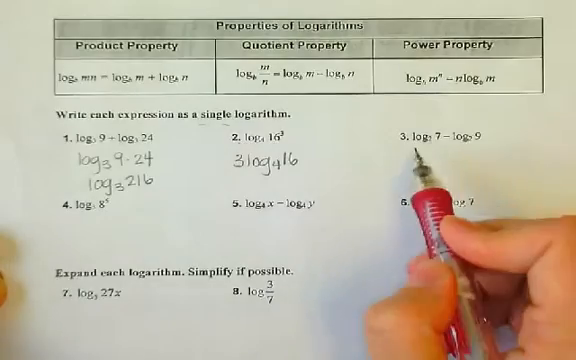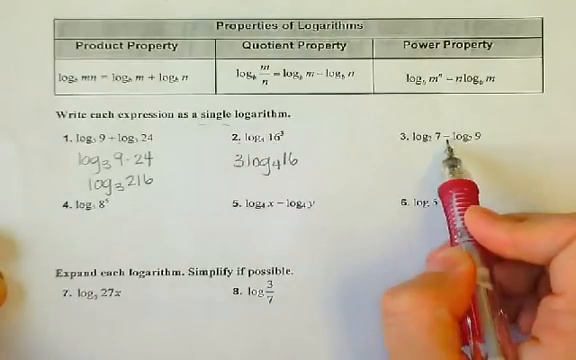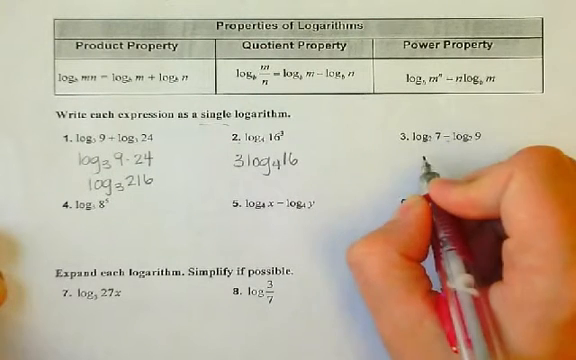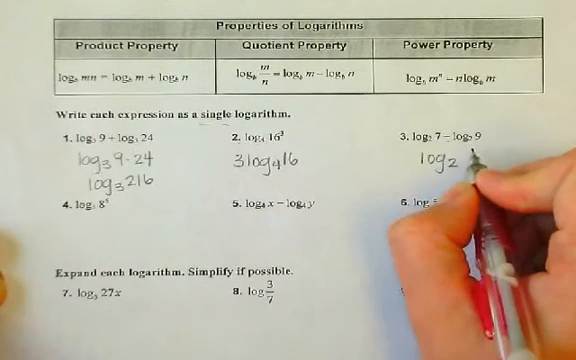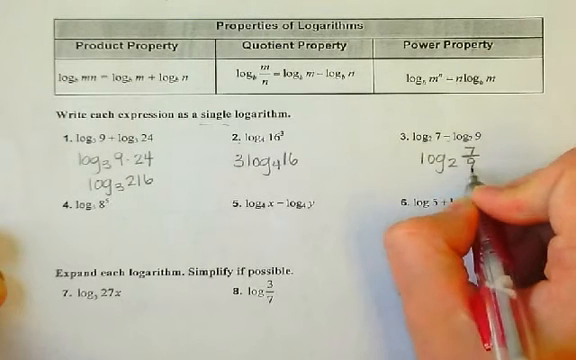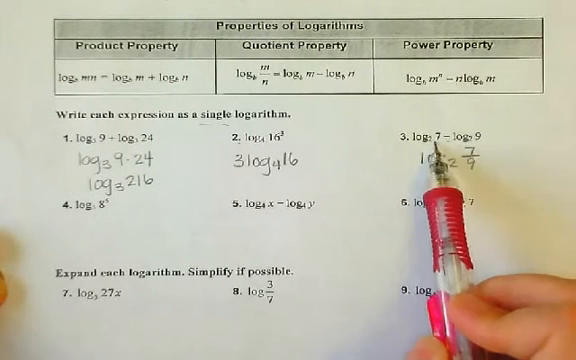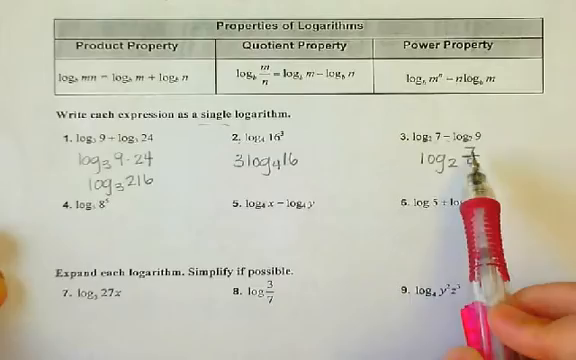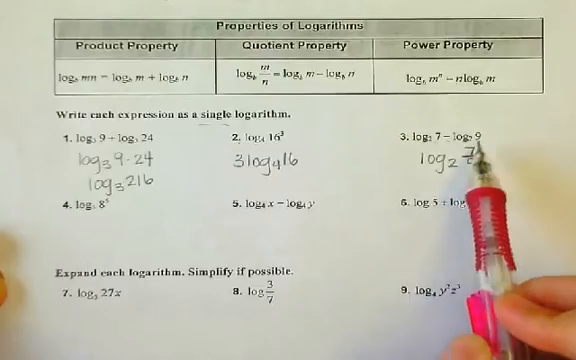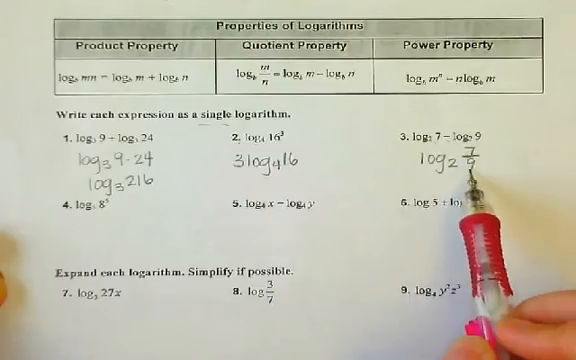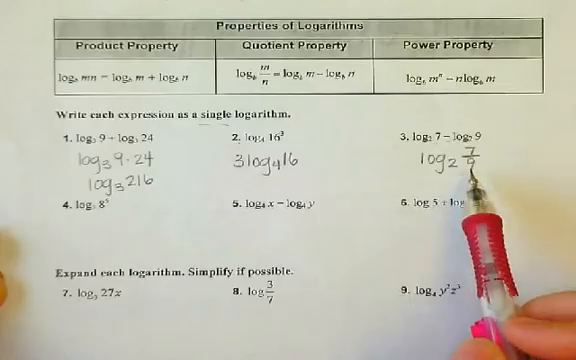Problem number 3 is an example of a subtraction problem. Subtraction now can be written as division. So log base 2 of 7 divided by 9. 7 is the first value in the problem, so it needs to go to the top. 9 is the second value, so it goes to the bottom. 7/9 cannot be reduced, so that is my solution.